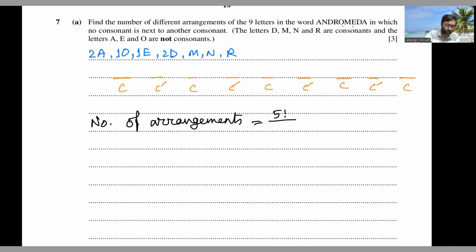Among them, we have 2 D's, so divided by factorial 2. And 4 vowels, for the non-consonants, factorial 4, divided by factorial 2 since there are 2 A's among them. So that is the number of different arrangements, 720 arrangements.